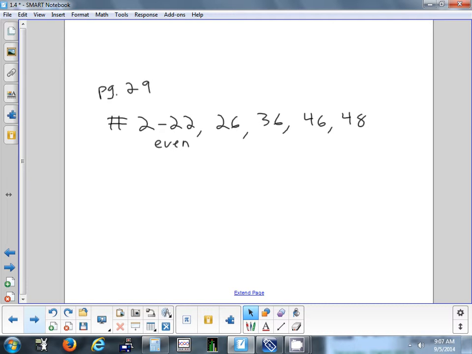So for tonight, for the homework on angles, it's on page 29. It's 2 to 22 even, 26, 36, 46, and 48.